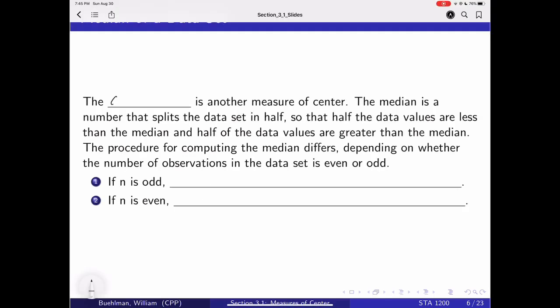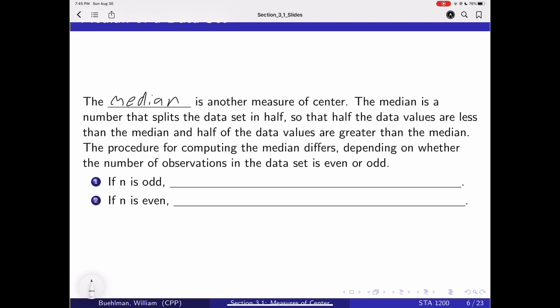The median is another measure of center. The median is the number that splits the data set in half, so that half the data values are less than the median and half of them are greater than the median. The procedure for computing the median differs depending on whether we have an odd or even number of observations.